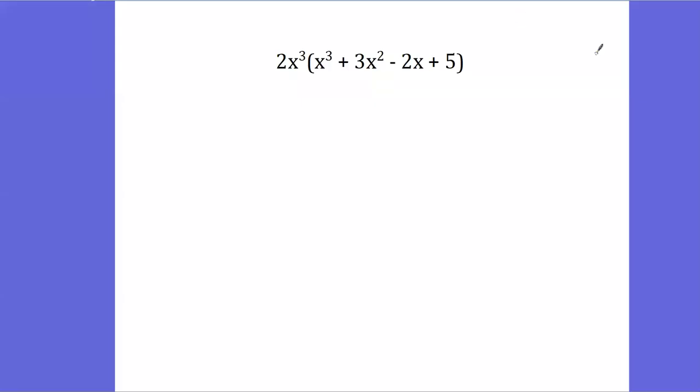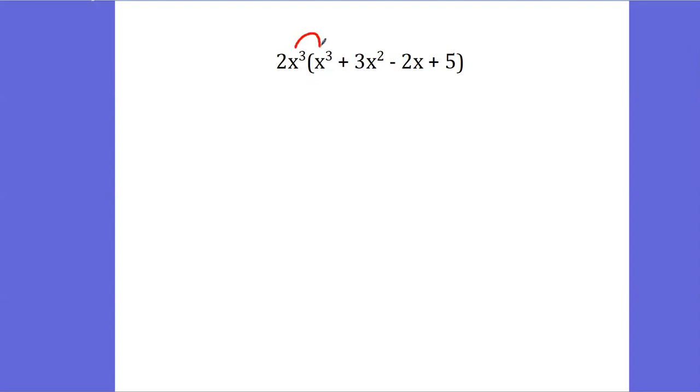In this video, we are going to take a look at multiplying polynomials. And the big idea with multiplying polynomials is that you need to use the distributive property. So I'm going to take this 2x cubed and I'm going to multiply it by this whole grouping, x cubed plus 3x squared minus 2x plus 5.